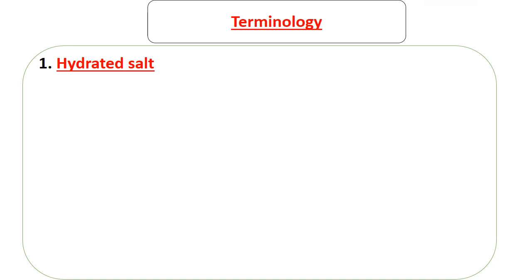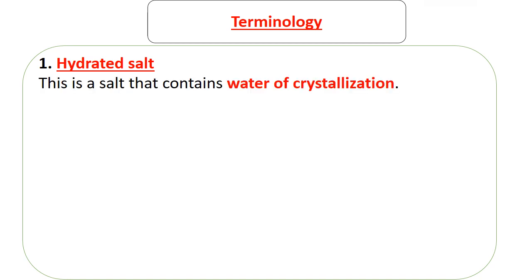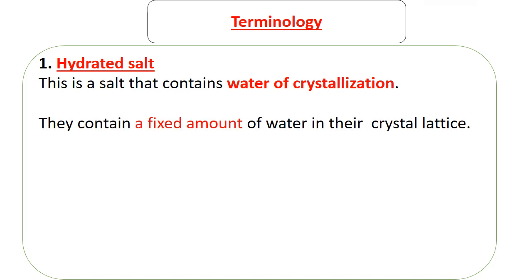Hydrated salt. Usually when you see the word hydrated, it talks about having water. When you drink water, they say you are hydrated, and when you don't have water, they say you are dehydrated. So hydrated salt is just a salt that has water in it. Hydrated salt can be defined as a salt that contains water of crystallization. The question is, what is water of crystallization? Hydrated salts contain a fixed amount of water in their crystal lattice.